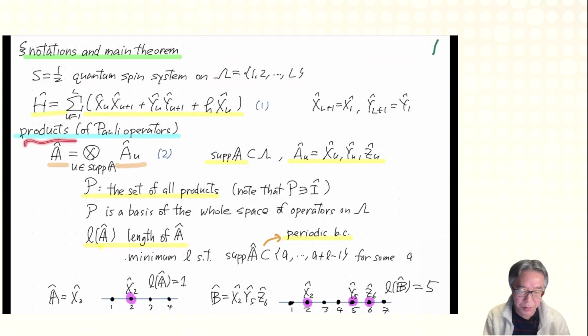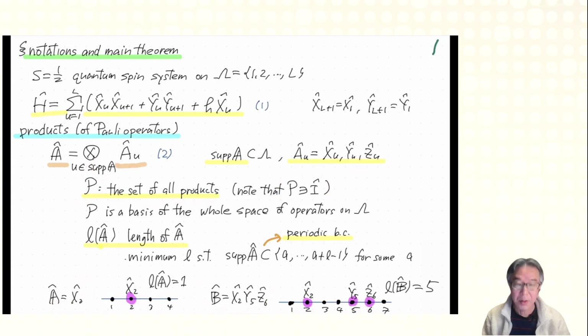By products of Pauli operators, we simply mean products of Pauli operators. They are written like this, and they are simply the product of X, Y, Z, and they live on this support. So these are examples. X2 is an example, or this X2, Y5, Z6 is another example. By P, I denote the set of all products, and I include the identity operator. In this case, the support is vanishing, the support is empty.